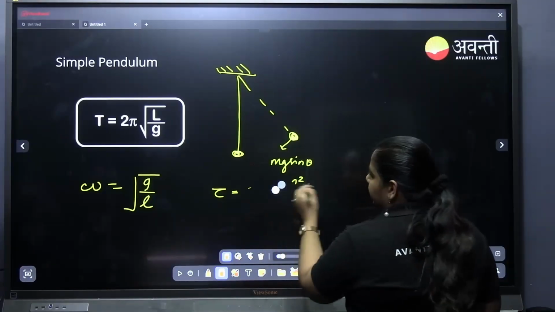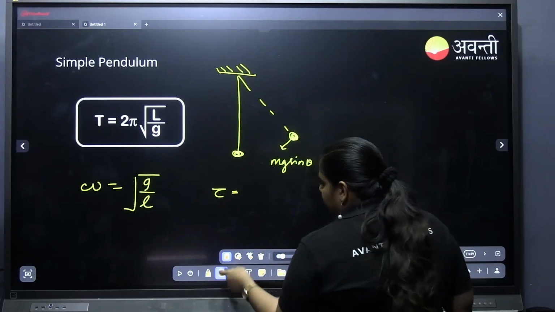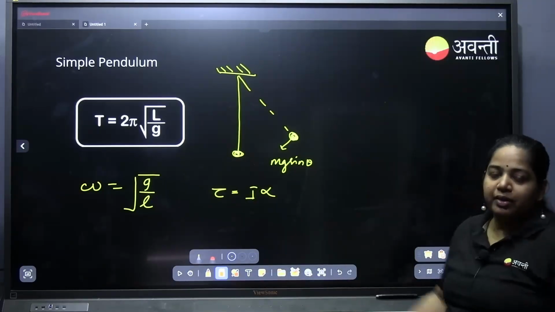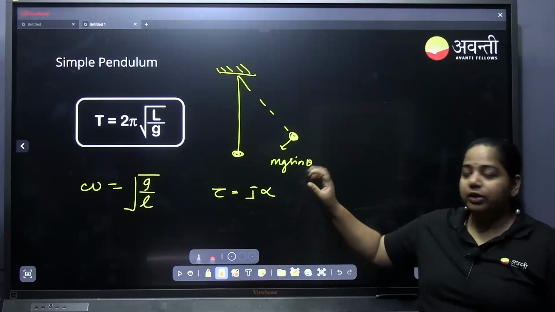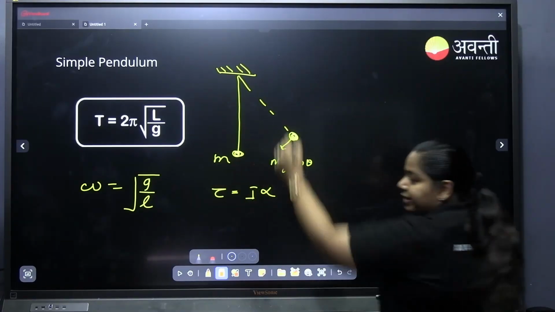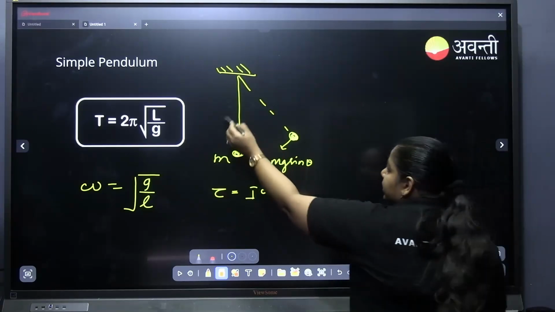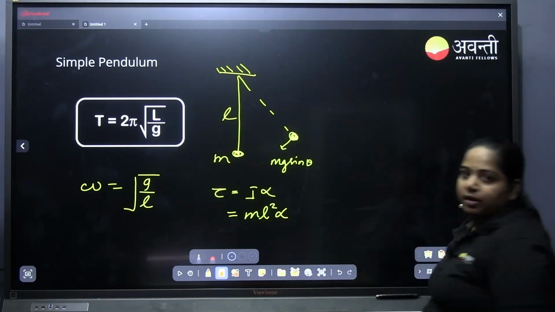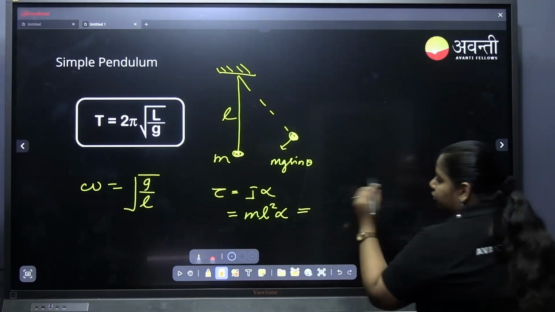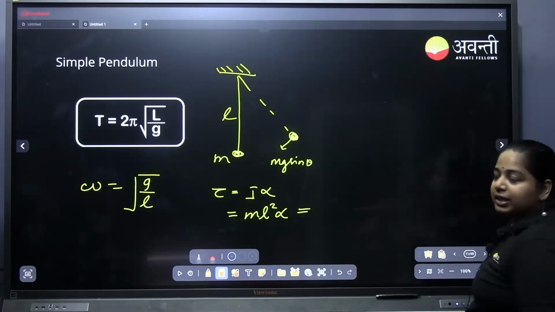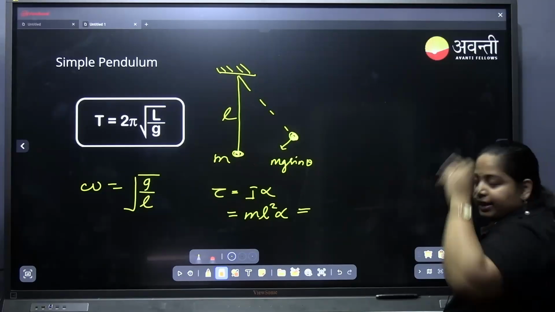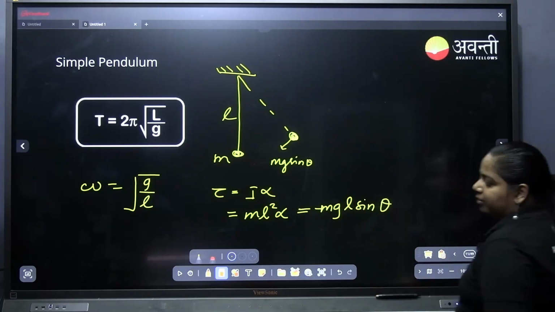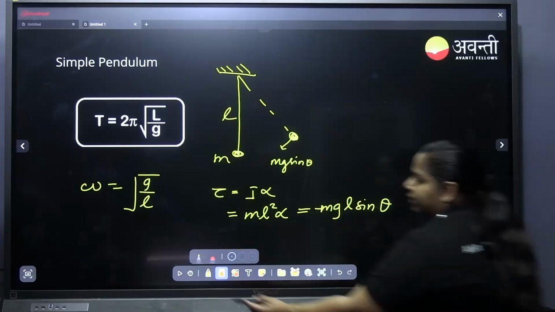I hope I am not confusing you guys. The torque equation is I alpha, we remember from rotational motion. I is the moment of inertia, which is equal to mass into radius square. Radius is the length of the string, so this will be equal to ml square alpha. This will be equal to force into perpendicular distance, that is L, the length. So here it will be minus mgl sin theta. This is how we are getting the formula.